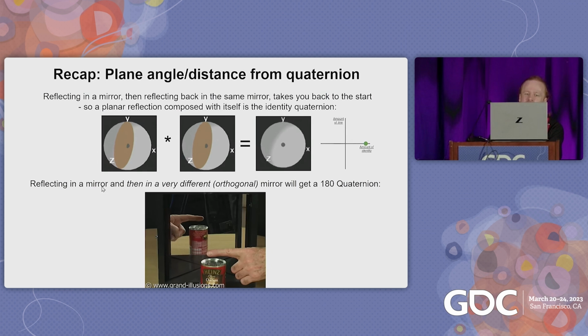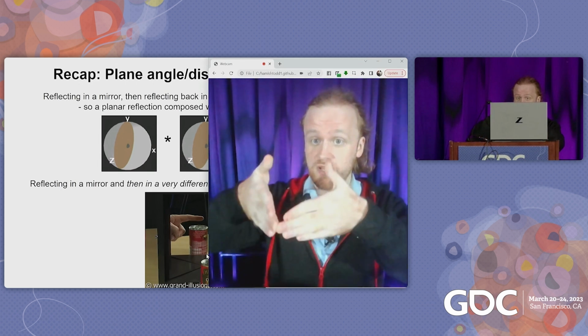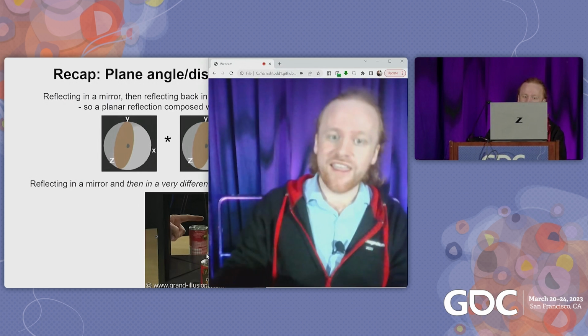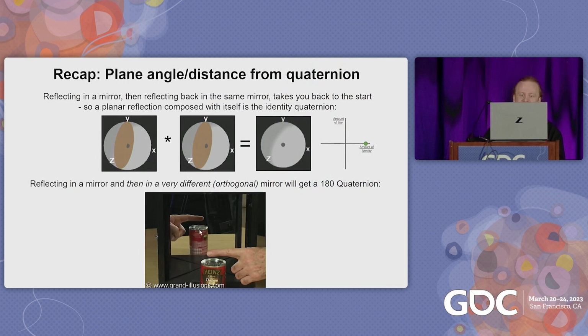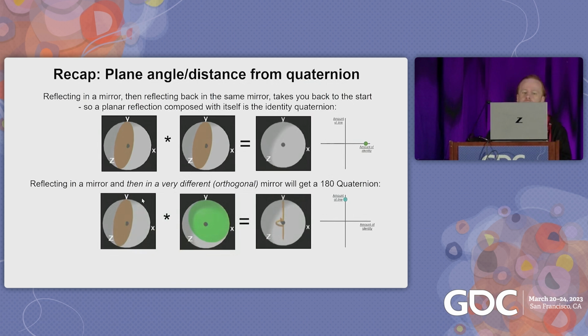Okay, reflecting in a mirror and then in a very different mirror, i.e. an orthogonal mirror, will get you a 180-degree quaternion. By orthogonal, I just mean at a right angle, if you've never heard this term before. In this situation, we saw that we had 2 mirrors that were at a perfect right angle to one another, and reflecting in one mirror and then in the other gave us the reflection that was back here. But this is a special kind of reflection. This is the line reflection. So multiplying a plane by a plane that's at a right angle to it will give you this quaternion. It'll give you a quaternion that is completely a line quaternion. So it's a 180-degree rotation.